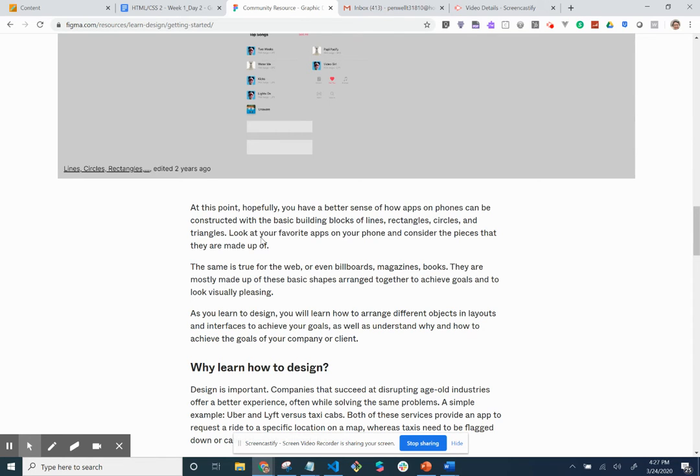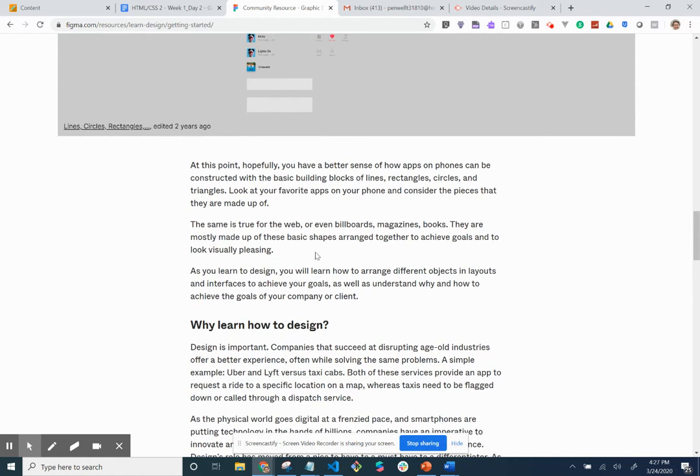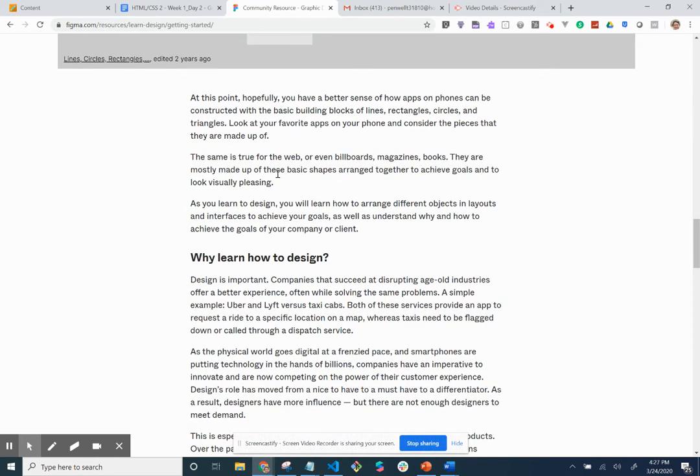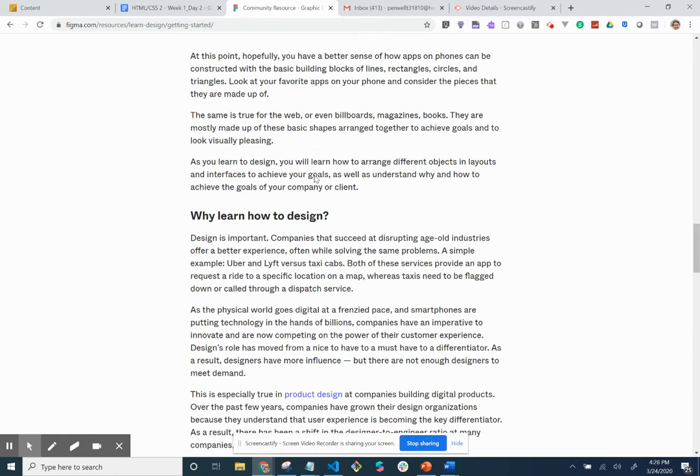At this point, hopefully you have a better sense of how apps on phones can be constructed with the basic building blocks of lines, rectangles, circles, and so on and so forth. So you can look at the apps on your phone, and it's hopefully intuitive. If it's an app that you still have on your phone, it's probably because you like it or you need it, one or the other. But either it's because you want to have it or you have to have it. It's pretty intuitive, hopefully. The same is true for the web or billboards, magazines, books. They are most likely made up of basic shapes arranged together to achieve goals and to look visually pleasing.